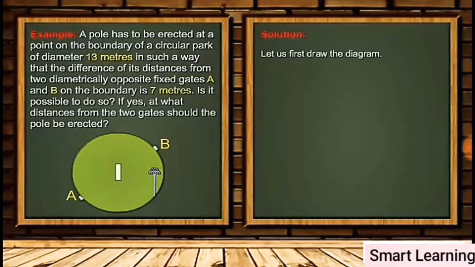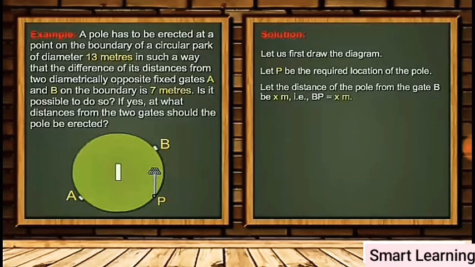Let us first draw the diagram. Let P be the required location of the pole. Let the distance of the pole from the gate B be x meters. That is, BP = x meters.